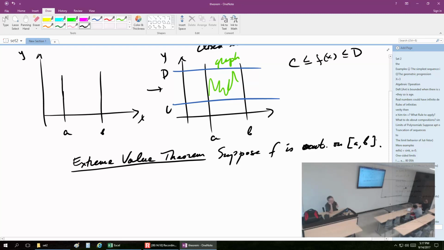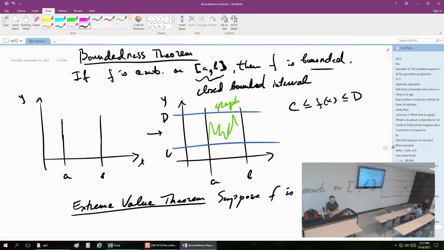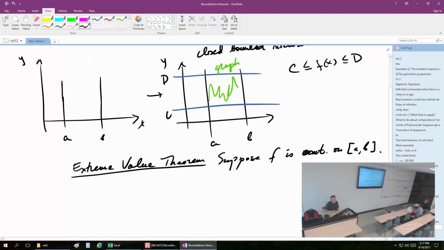Then we know by the boundedness theorem that the graph will fit in the box, but a lot of functions fit in the box. You can think of many discontinuous functions that fit in the box. But continuous functions have a very nice property when you try to maximize or minimize the function. You're trying to find the highest point, which is a max, or the lowest point, which is the min.